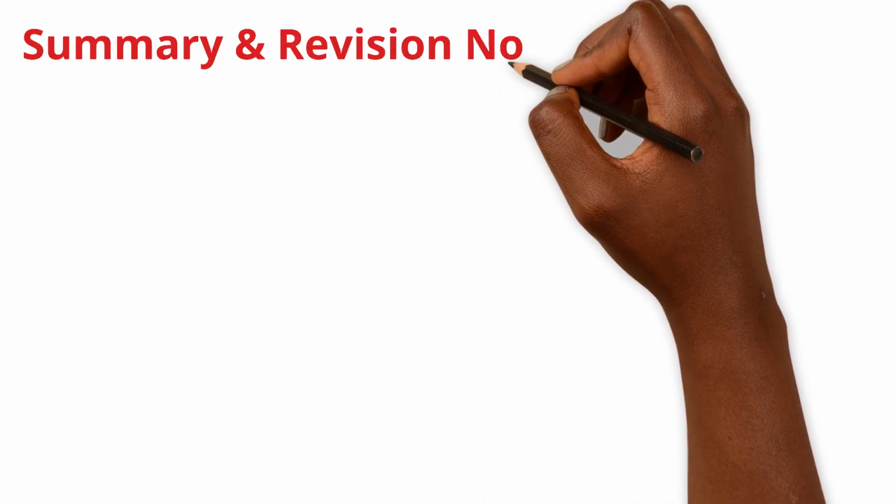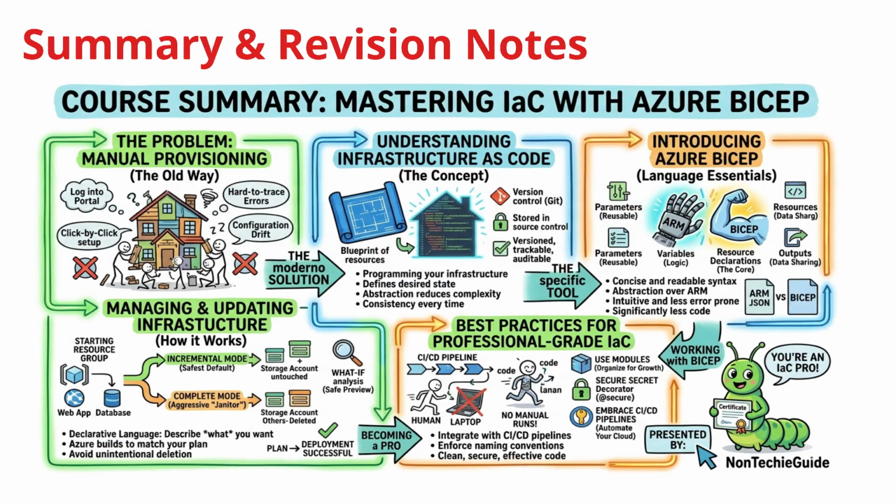In this summary sketch, we move from the old way of manual, error-prone clicks to the modern solution, understanding infrastructure as code. This concept uses a digital blueprint to automate consistent cloud environments. We introduce the specific tool, Azure Bicep, a simplified language whose muscle builds your resources using essential ingredients like parameters and resource declarations. You learn how it works, comparing the default safe incremental update mode with the aggressive complete janitor mode and using the what-if analysis for a safe preview.